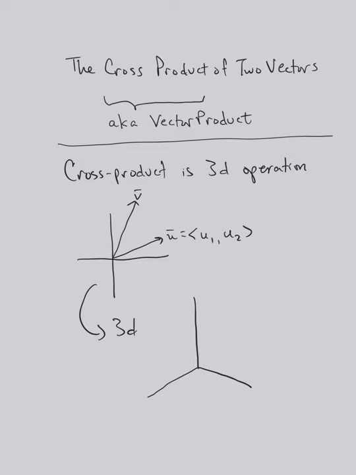So u might be pointing like this, and we would need to rethink its coordinates. It would still have u1 and u2 because those are the x and y coordinates. But since it is in the xy plane, the z coordinate would be 0. So we would just incorporate a third coordinate of 0 if we're in two dimensions. Now let's talk about what the cross product finds.